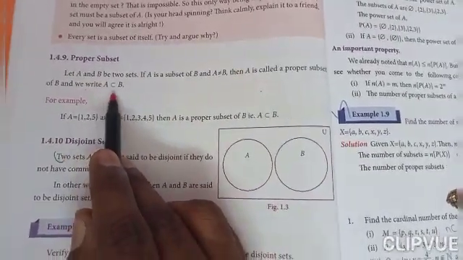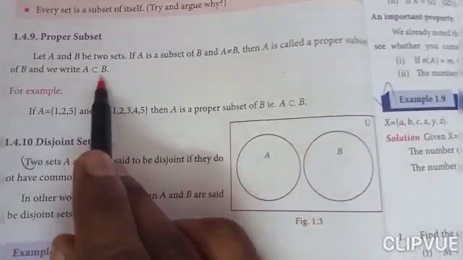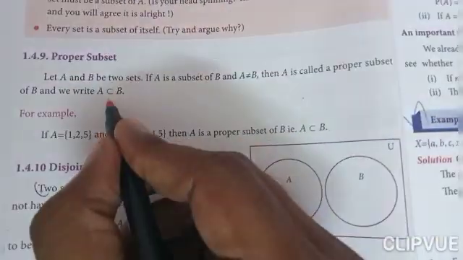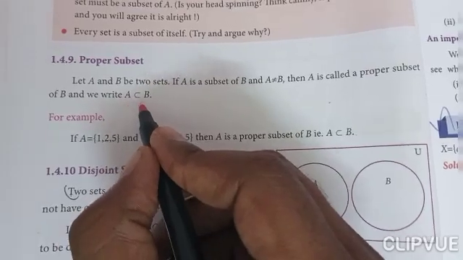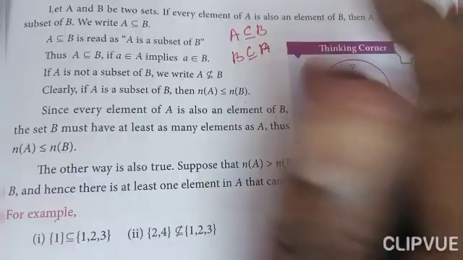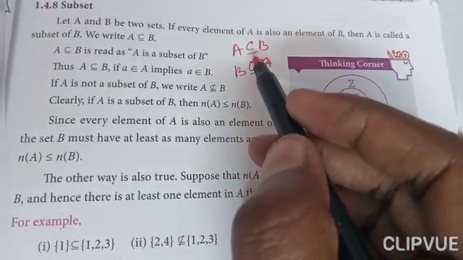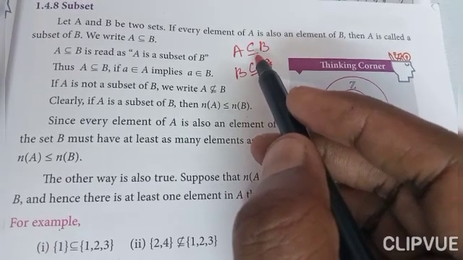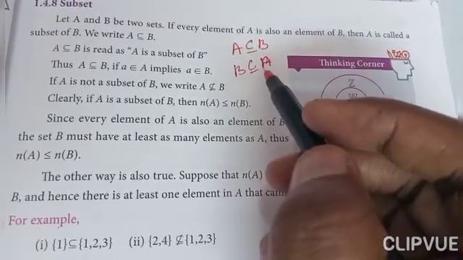We are writing it in the mathematical way. This is referred to as A is a proper subset of B. Don't confuse it with this, which refers to A is a subset of B and B is a subset of A.